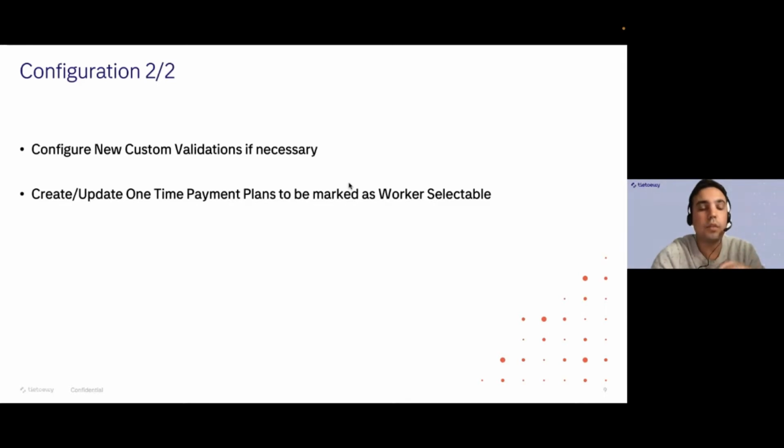And of course, there is one thing that you will see: the one-time payment plans need to be marked as worker selectable. In your one-time payment plan, you will see a new checkbox that you can tick, which is worker selectable. If the one-time payment plan is marked as worker selectable, the employee will be able to request a one-time payment for self for this specific one-time payment plan.